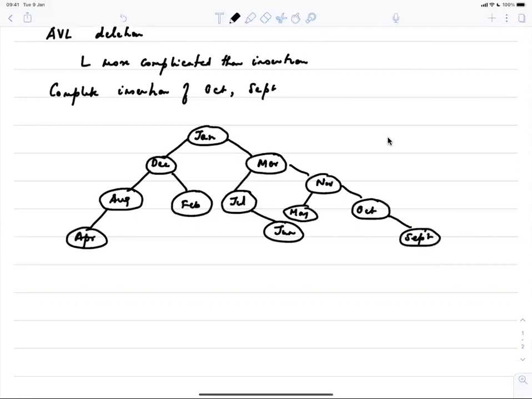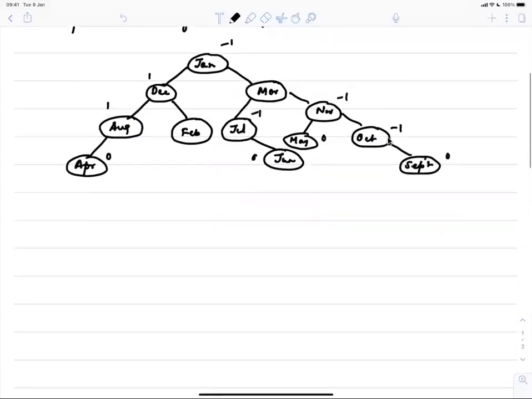And now if we compute the balance factor, -1, 0, -1, 0, -1, -1, 0. Okay, so it's a nice balanced AVL tree. Now let us attempt deletion.